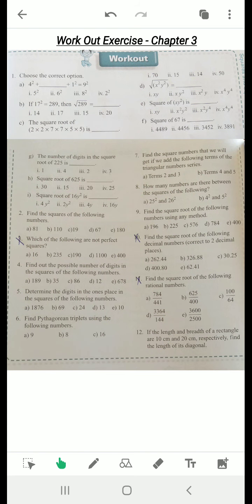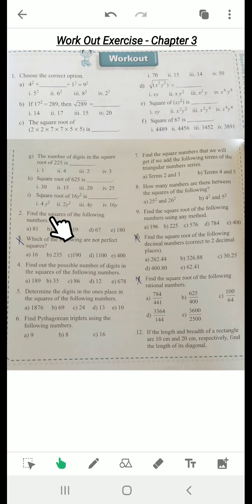You can find it, I explained. Then the square root of 625, the square root of 16y square. How to find the square root of 16y square? The square root of 16 will be 4 and the square root of y square will be y, as I explained in this question, that the square root of y square is y. So here the square root of 16 will be 4 and the square root of y square will be y. So the answer will be 4y.